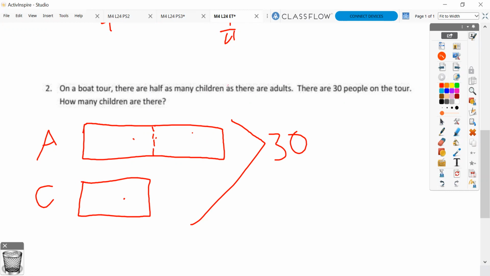How many children are there? Good luck. Let me know if you need any help today. Good job.